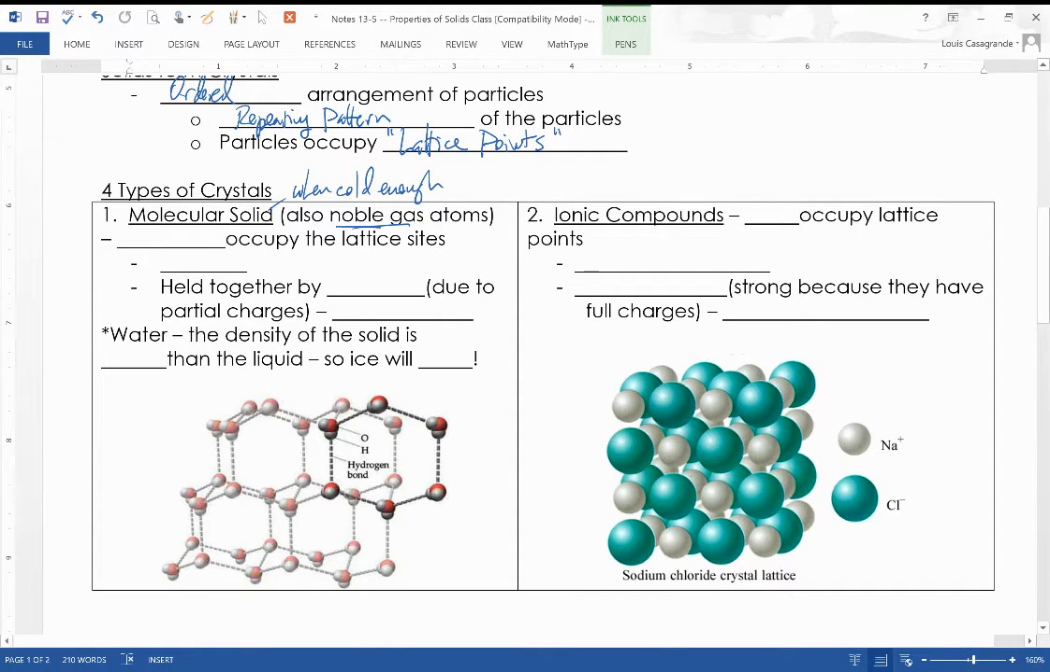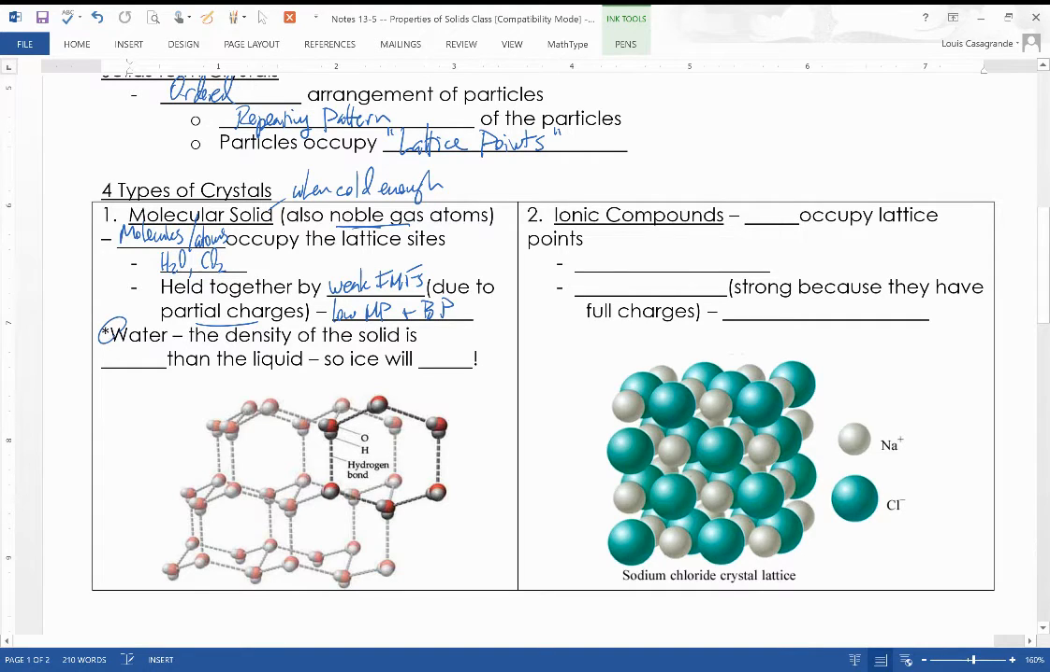In this molecular solid, we have the molecules, or the atoms, that occupy the lattice sites. And examples of this would be water, carbon dioxide, anything that is a molecule, and they're held together by the weak intermolecular forces that come about due to the partial charges in the crystals. And because of those weak intermolecular forces, we have low melting points and boiling points. And these solids are generally pretty soft as well.